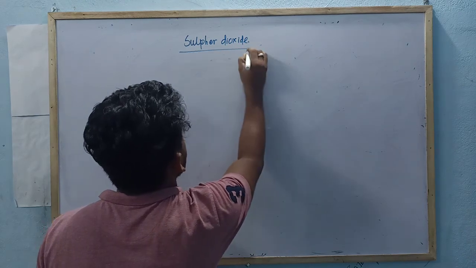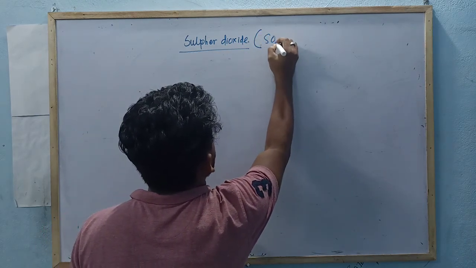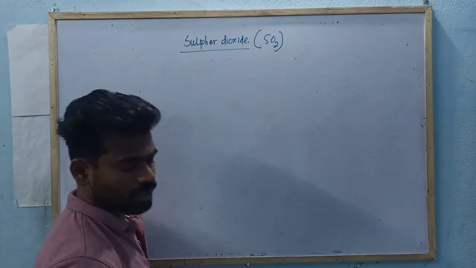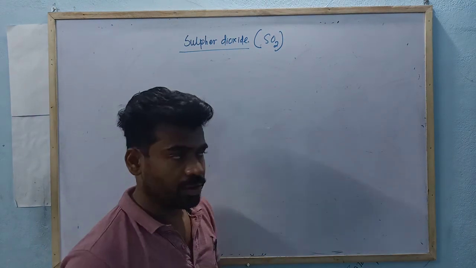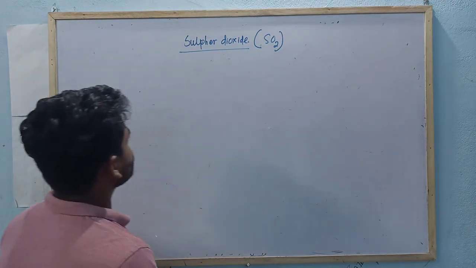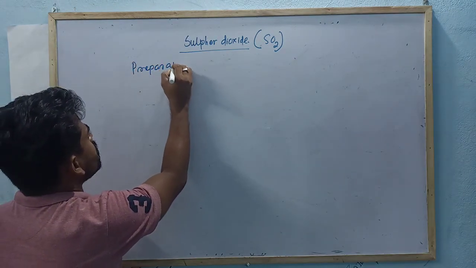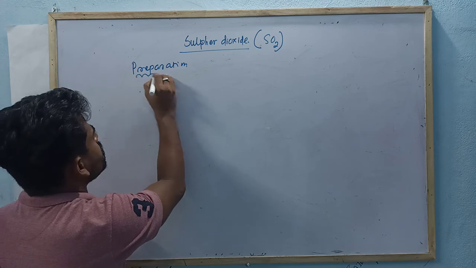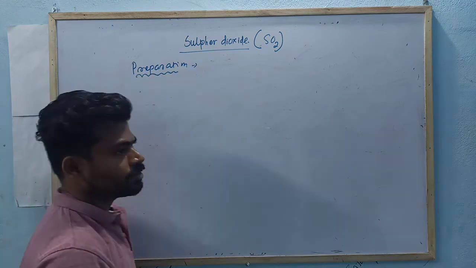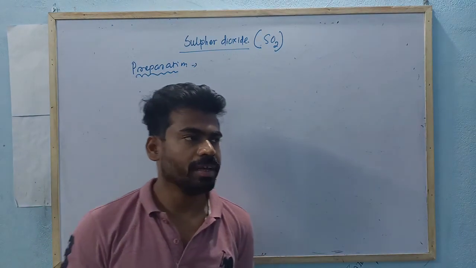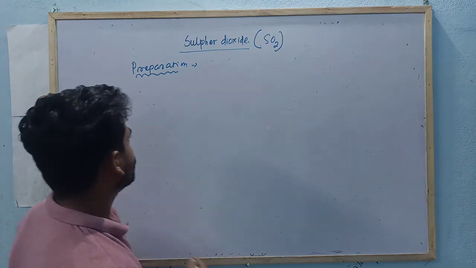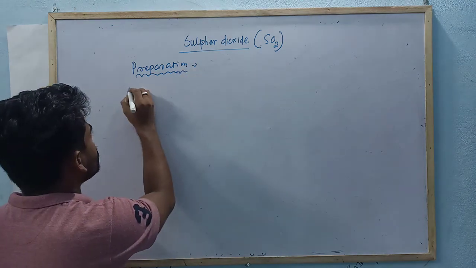Sulfur dioxide, you know its molecular formula, that is SO2. So first let us discuss its preparation. The first one is simply the combustion of sulfur.